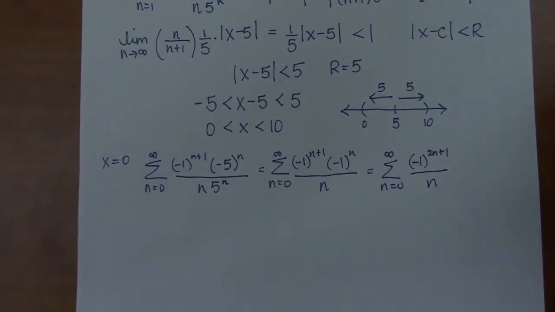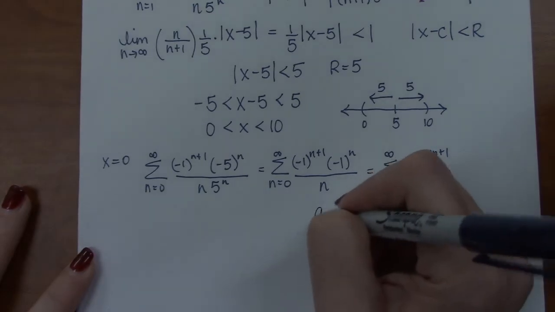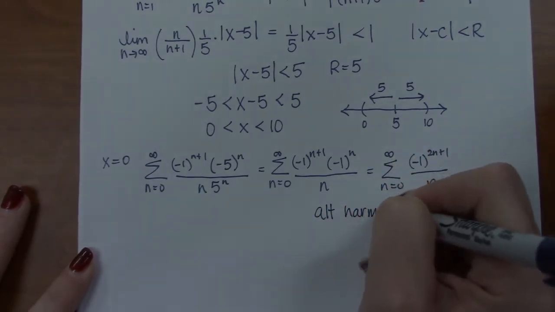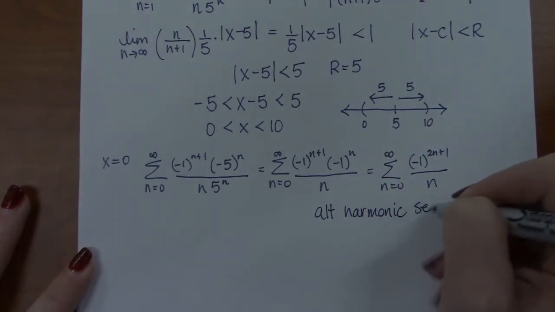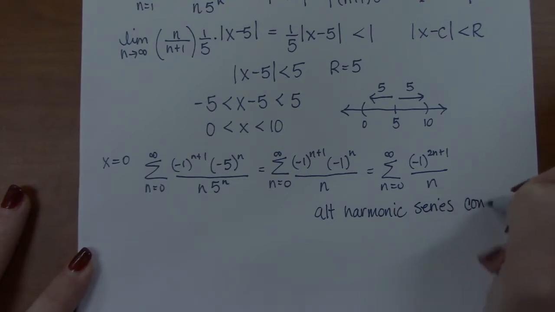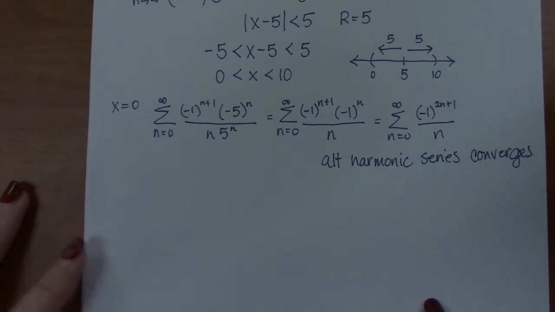So that exponent is odd. 2n plus 1 are odd numbers. So that means this thing is going to alternate positive and negative. If I had gotten (-1)^(2n), then that would have simplified into +1, right? Because I would have just gotten even exponents, and -1 to an even exponent will always be 1. So what you've got here is the alternating harmonic series, and that converges. So that means it does converge at x equals 0.